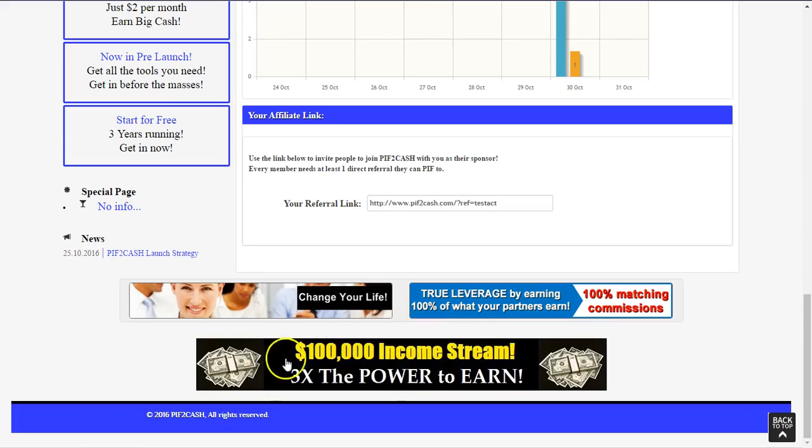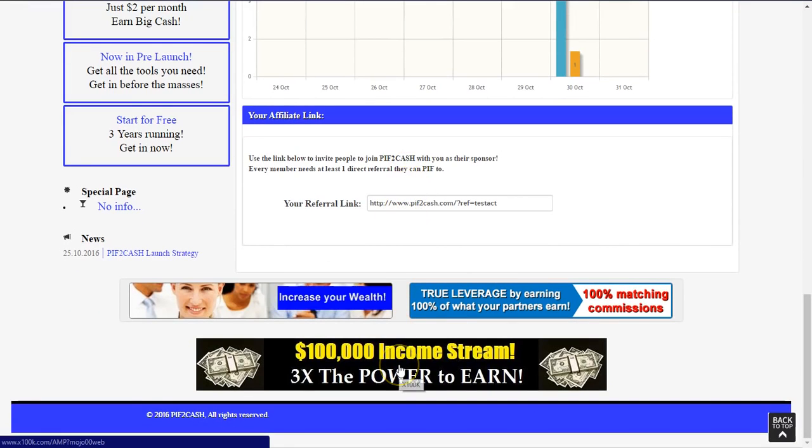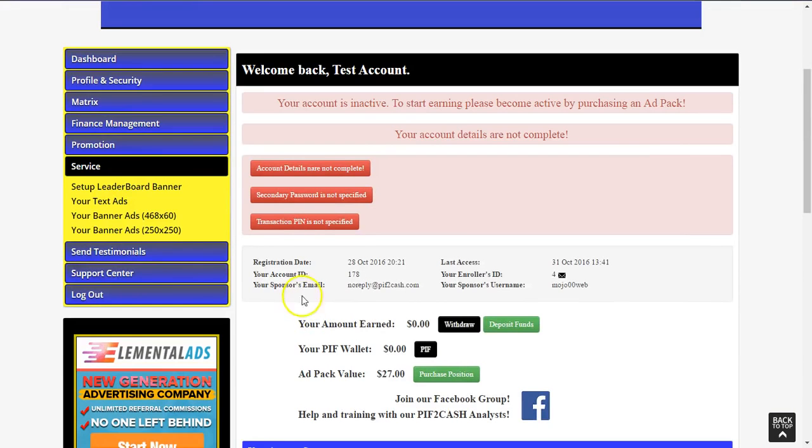Of course, you can see that you have a leaderboard banner at the bottom and at the top. It doesn't matter how many leaderboard banners are in the system. Whatever's displayed at the top will be displayed at the bottom. That means your leaderboard banner is very, very powerful. It gets displayed at both the top and the bottom.